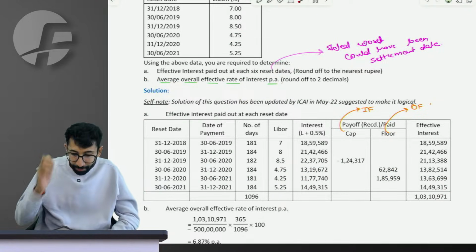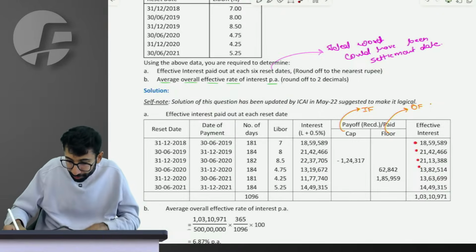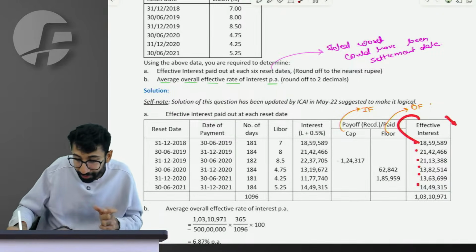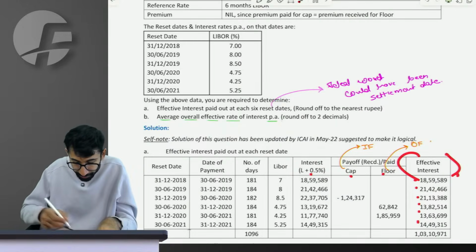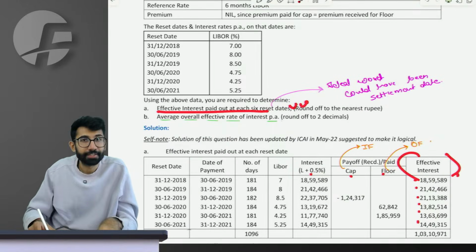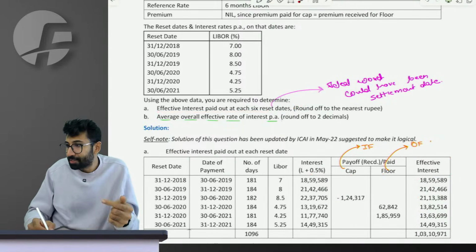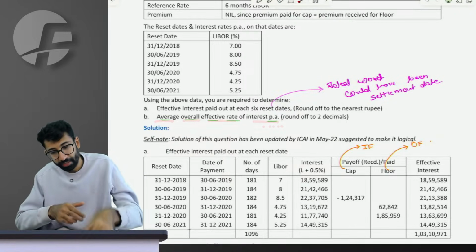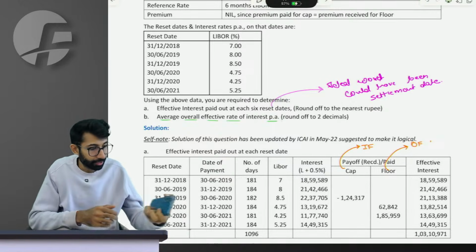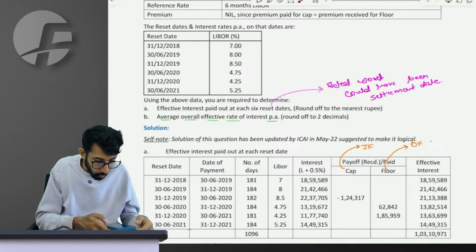Meaning to say, at the end of every 6 months, we will calculate the effective interest rate, which is the net of all the markets. That is what the institute has asked. Next is the average overall effective rate of interest per annum. Average overall effective rate of interest per annum.